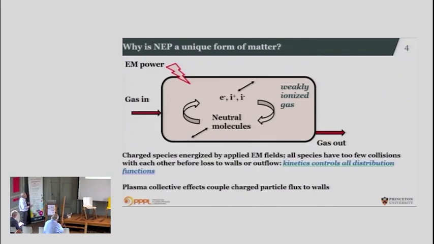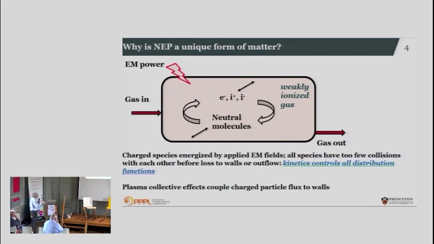But these non-equilibrium plasmas, I argue, are a unique form of matter. Looking at this little schematic here, there's a chamber shown here. Here are the electrons and ions, positive ions and negative ions. You sustain this by applying electromagnetic power of some sort, E fields and B fields. Typically, they'll accelerate the electrons and ionize the neutral molecules. I say here these are weakly ionized gases. Most of the molecules in the chamber are neutral.